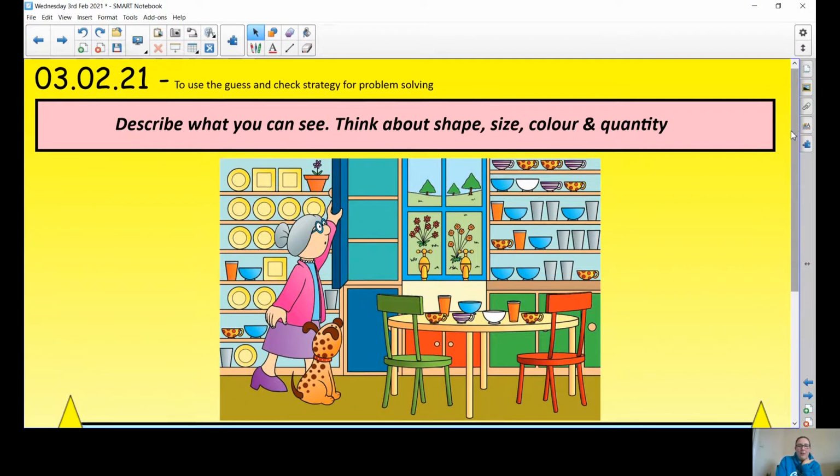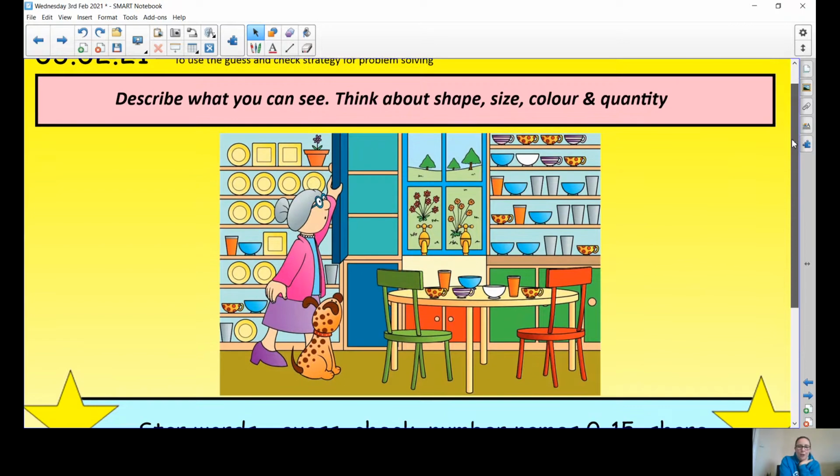Now first of all, have a look at this picture. Can you describe what you can see? Anything. Think about the shapes, think about the size. Think about the colour and the quantity, so how many there are. So I'm going to have a look at the bowls. I can see 1, 2, 3, 4, 5, 6, 7, 8, 9 blue bowls. So I've told you the quantity, which is 9, and I've told you the colour, which is blue.